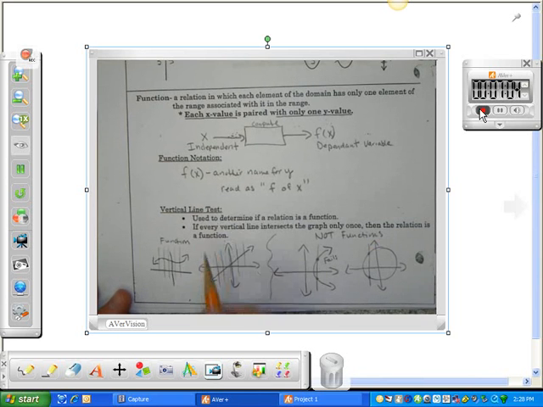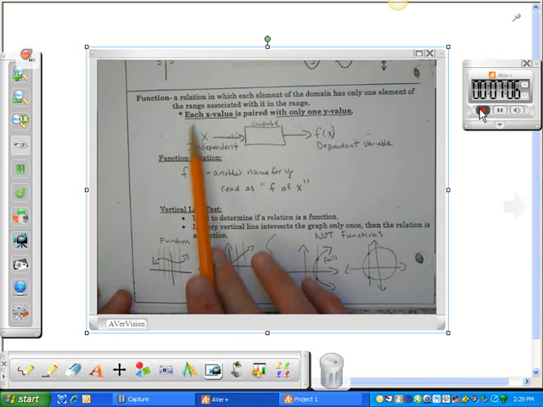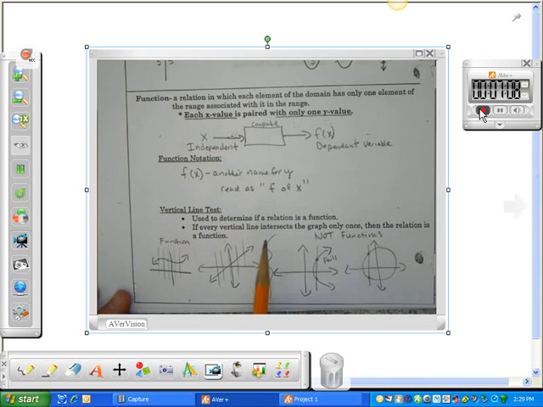Notice what we said was a function. Each x value is paired with only one y value. These x values only have one y value associated with them. But if you go here, this specific x value right here has two y's that go with it. That's why it is not a function.